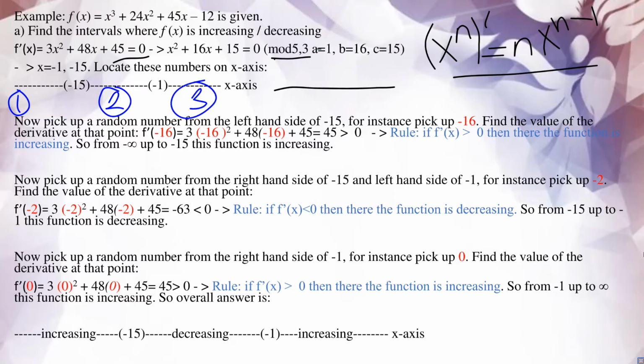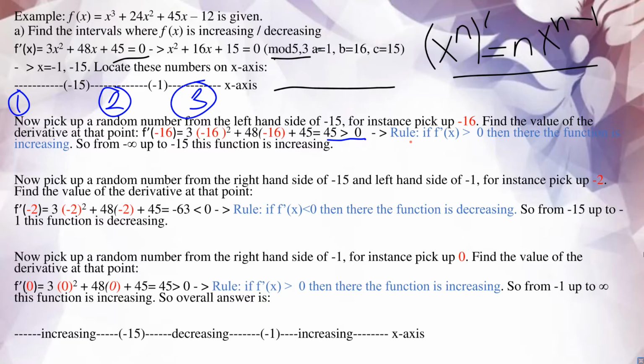So find the value of the derivative at that point. So you are going to write minus 16 in the derivative. That's the expression of the derivative. So you see, I'm writing minus 16 in the derivative. So it is 3 times minus 16 squared, plus 48 times minus 16 plus 45. And your calculator is going to give you the result of 45. Okay, now this is the important part. This 45 is a number greater than 0.